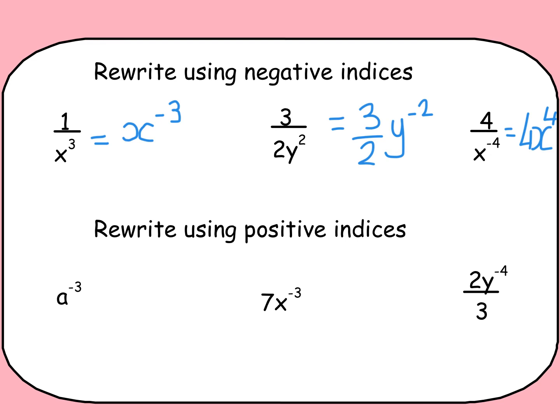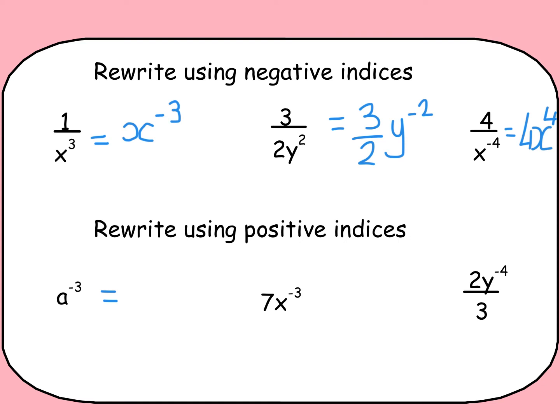Okay, in reverse. What happens in an exam is you do all your index question, you maybe have to do a couple of steps, and then it will say, write your answer using positive indices or positive powers. So pretend you came down and your final answer was a to the negative 3. That wouldn't get you full marks because it's not written using positive indices. So what you have to do is think, right, well, the a goes to the bottom.